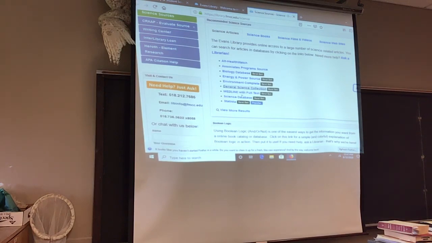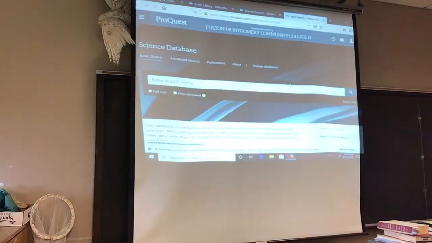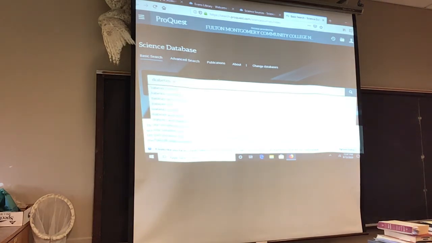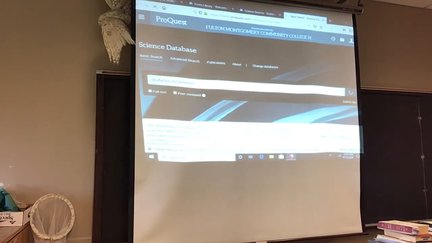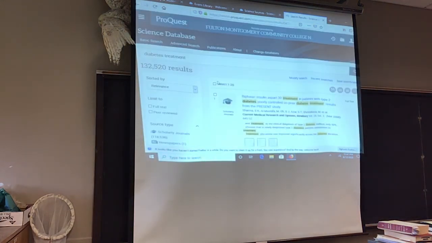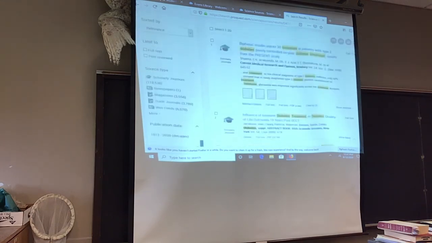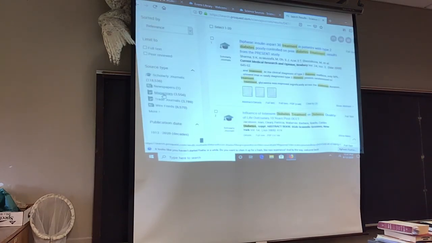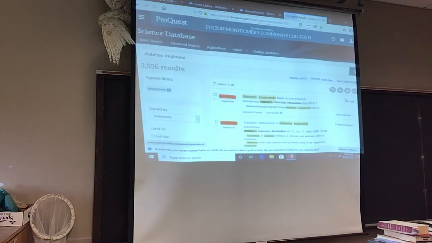Okay, the science database, that was the third one. And what we're going to do here is diabetes treatment, if I could spell. This one is not like Google. It will correct your spelling sometimes, but depending on how technical the word is, it may not know what you're trying if you put it in wrong. Here's another one where you can, over here on the left side, limit it just to magazines.